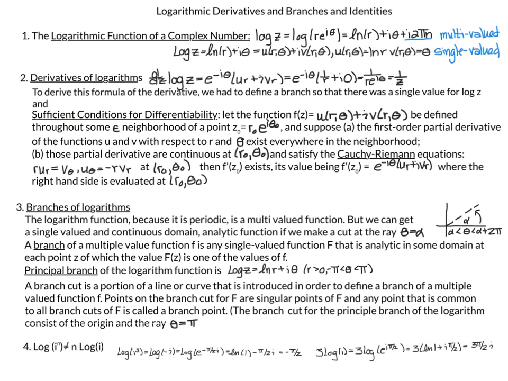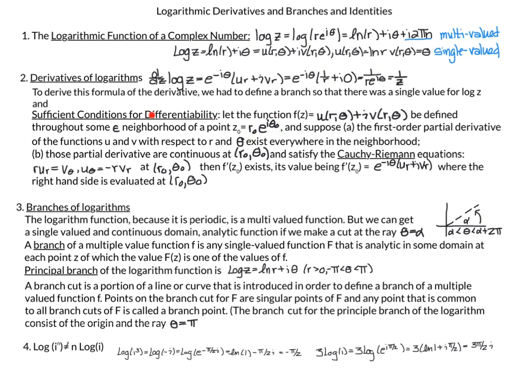And then second, we looked to see that our log z function satisfies conditions for differentiability. And we put this in polar coordinates. Our function f of z is equal to, again, the real portion, which is dependent on r and theta, plus I times the imaginary portion, which would be equal to theta. And we said that it has to be defined on some neighborhood at a point z naught, which is equal to r naught plus I theta naught.